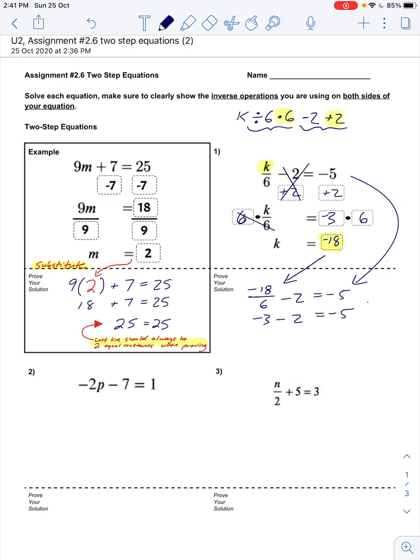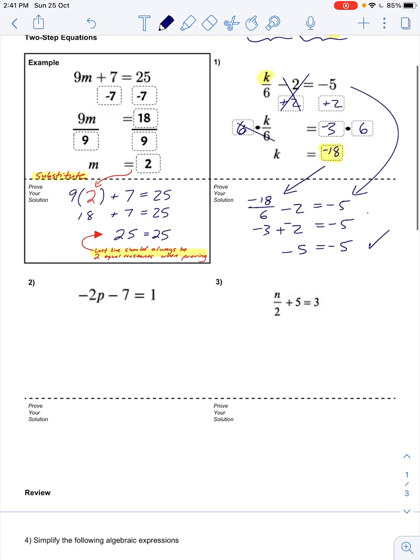And negative 3 minus 2, which is the same as negative 3 plus negative 2, whichever way you want to think about it, is equal to negative 5. Negative 5 equals negative 5. And because I ended up with two constants that were the same, that tells me that my answer is correct. My solution of k equals negative 18 is correct.